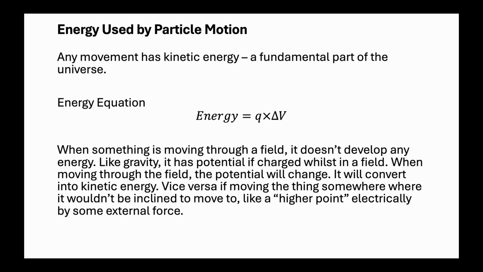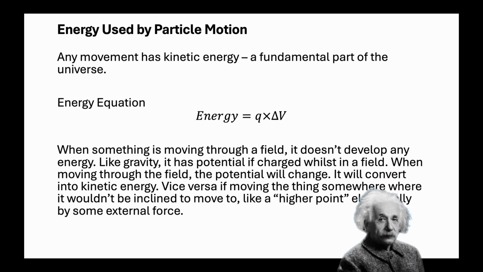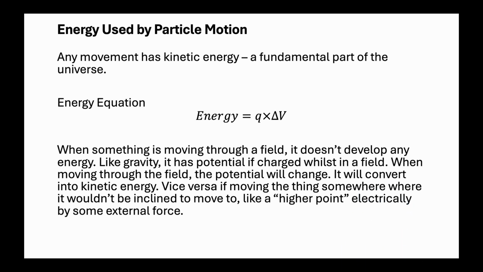Vice versa, if we're forcing the thing to a higher point electrically, like a higher point gravity-wise, gravitational potential energy increases. Higher point electrically, it doesn't need to be a higher point. What does higher even mean? Goes back to relativity. No, we do not have time. But all you need to know is that the work done by some item, the energy, is equal to its charge multiplied by the change in voltage from its starting point to its end point. That pretty much covers all the concepts in electromagnetism in high school.